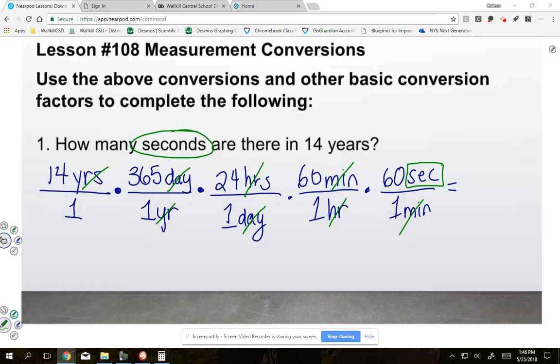Go. It's going to be a really big number because we're going from years to seconds. There's going to be a whole lot of seconds in a year.